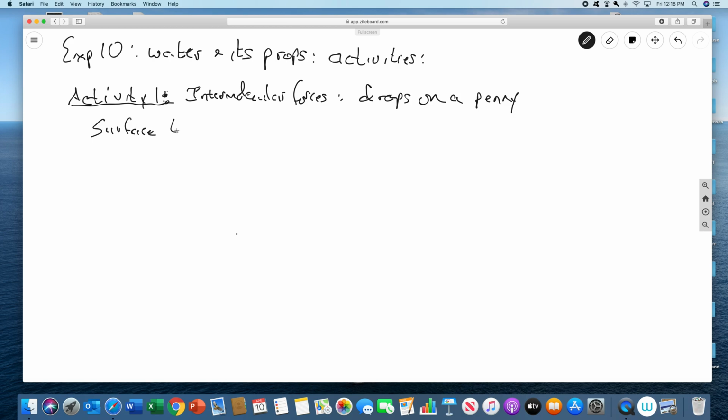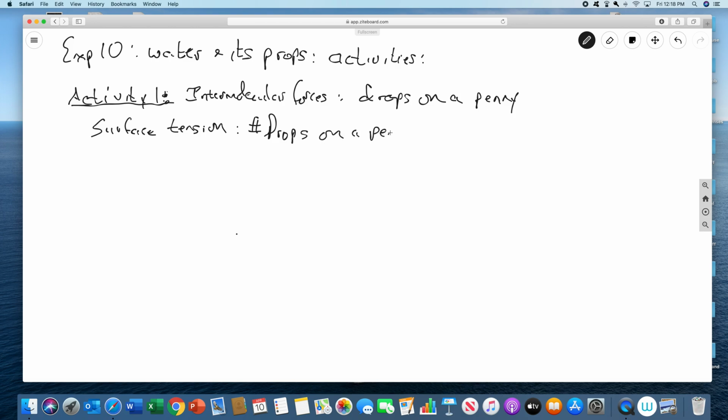Surface tension is literally the tension on the surface. So how hard would you have to push to break the surface? Things with high intermolecular forces have high surface tensions. It also has to do with drop size. So things with high surface tensions will stick to themselves better and they will form bigger drops. And so what we're going to do is put drops of water on a penny, the number of drops of water that a penny would hold.